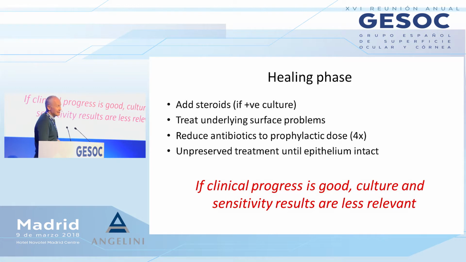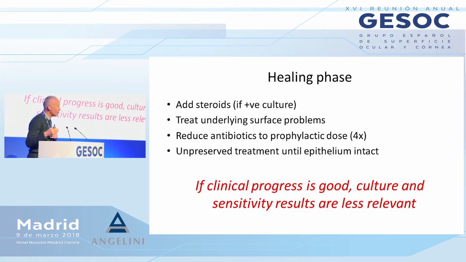Reduce the antibiotics to a prophylactic dose. There is a lot of confusion about how you step down antibiotic treatment. I still see doctors reducing from hourly treatment to 2-hourly treatment to 4 times a day. You have to ask yourself why you are doing that. I think that is a confusion with what you might do to treat inflammation, where you do titrate the dose of, say, the steroids versus the inflammation.